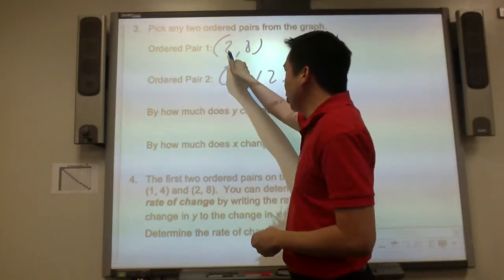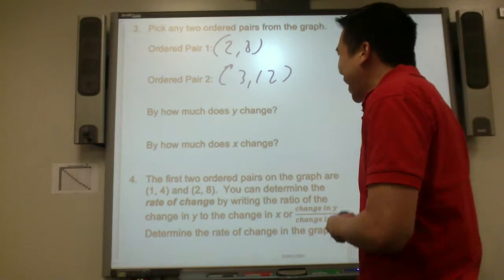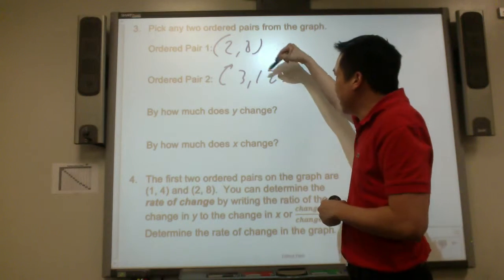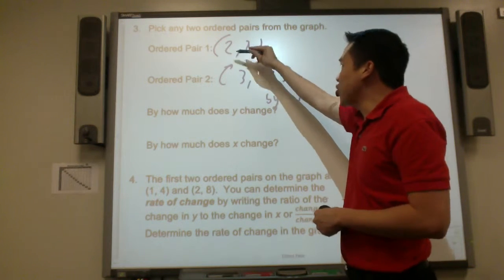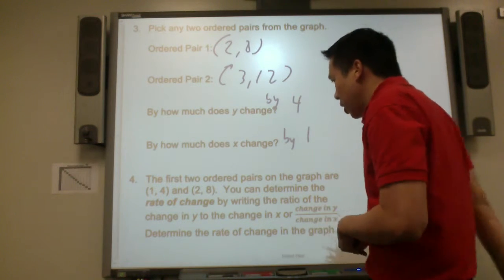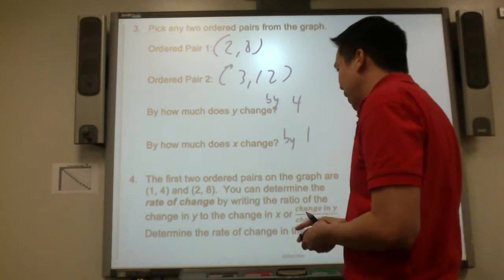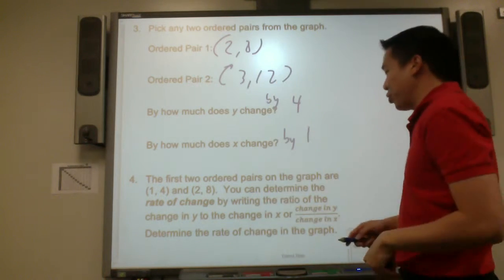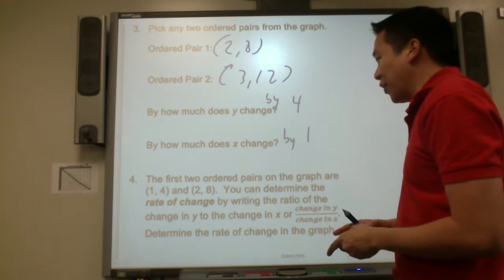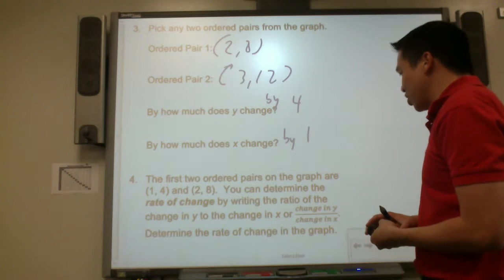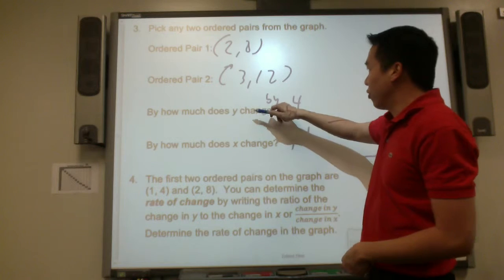That means 2 hours of working costs $8. 3 hours of working costs $12. By how much does the Y change? It changed by 4. How much does the X change? The first two ordered pairs on the graph are 1, 4, and 2, 8. We use 2, 8, and 3, 12. You can determine the rate of change by writing the ratio of the change in Y to the change in X.